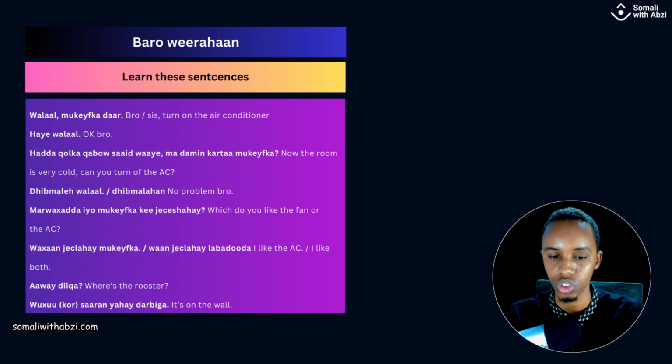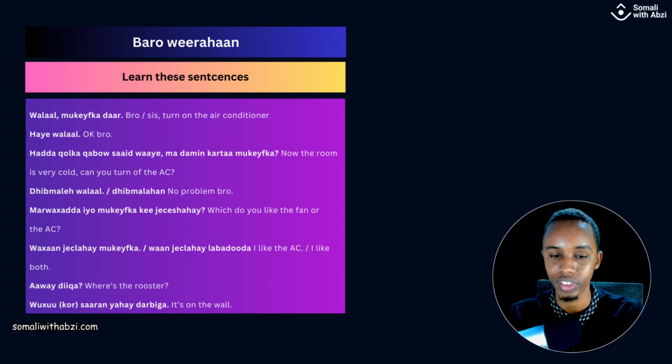Yeah. The next one is wuxuu kor saaran yahay derbiga. Wuxuu, because diq in Somali is a masculine noun. So wuxuu, if it was doro, hen, the feminine, we go with waxay. Waxay kor saaran tahay. Now it's wuxuu kor saaran yahay. So when you're using on in Somali language, you just need to use saaran. If it's masculine, saaran yahay, and then feminine, saaran tahay.